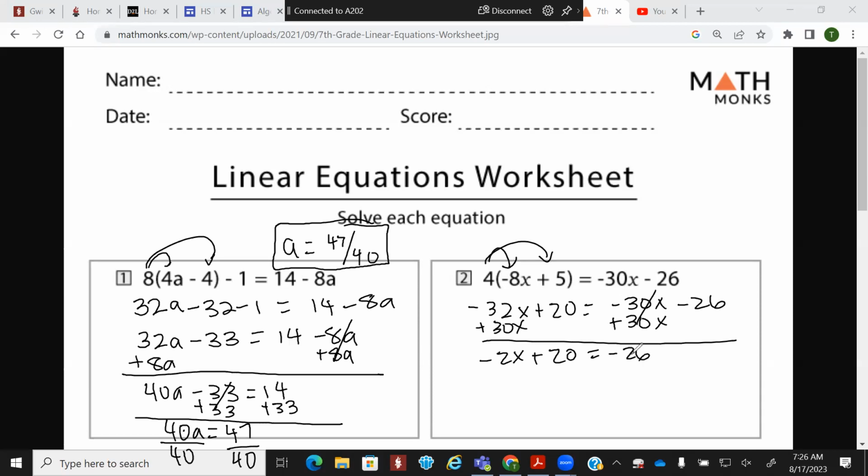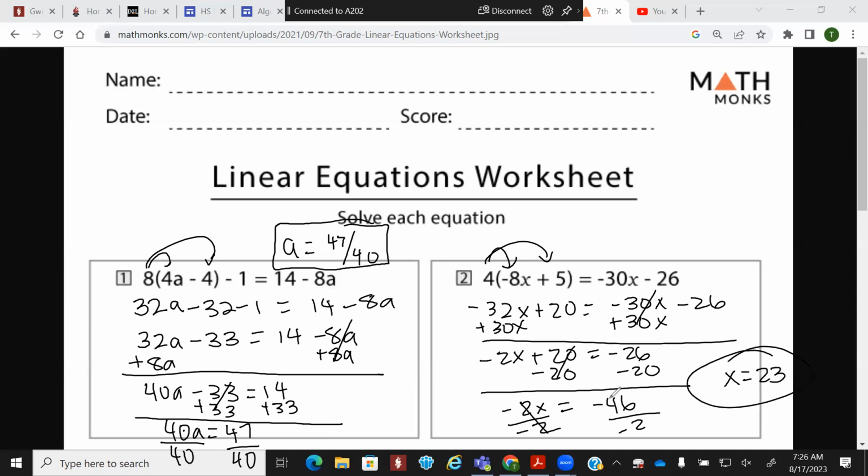Now we want x by itself, but it's attached to this 20. So we're going to do minus 20 on both sides. So this is going to give me -2x equals -46. When we divide by -2, that's going to give me x equals positive 23, because a negative divided by a negative gives me a positive. Cool, good job.